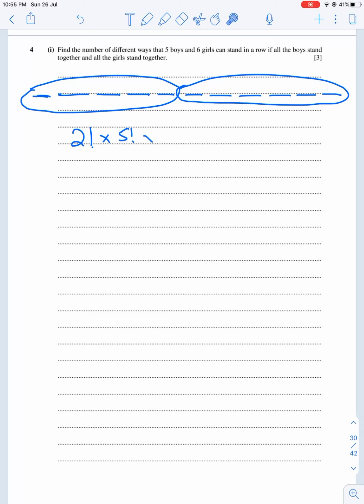5 factorial is 5 into 4 into 3 into 2 into 1. Likewise, the girls can be arranged in 6 factorial ways.